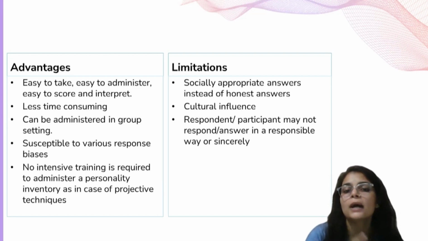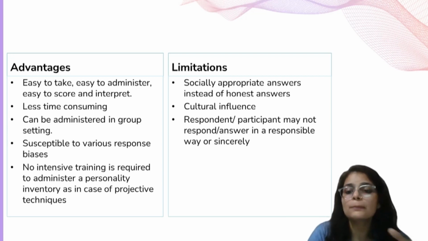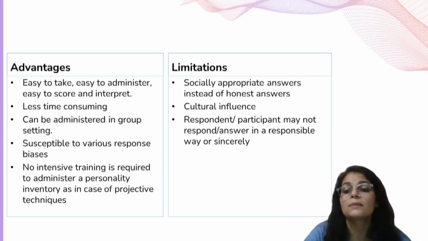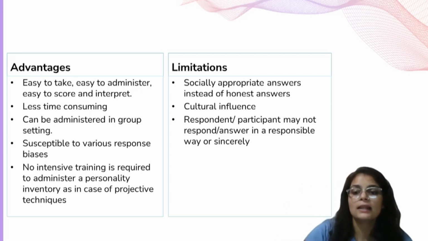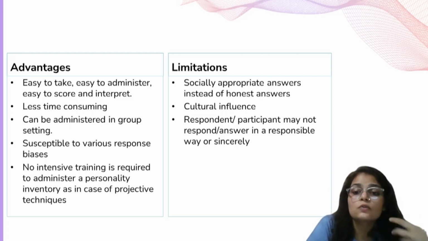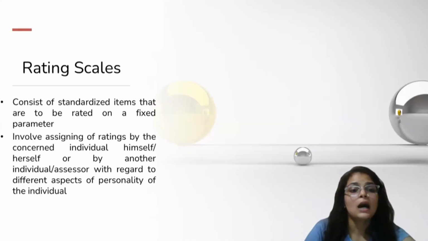Instead of who they are, they might say that it is not socially acceptable for me to give myself such an answer. Suppose there is a question, I hate my mother, and you have to answer it as most likely or less likely. So it might be possible that one might give a socially desired or socially appropriate answer instead of the honest answer. Okay. Moving ahead, other rating scales.